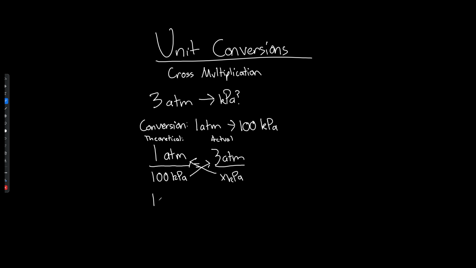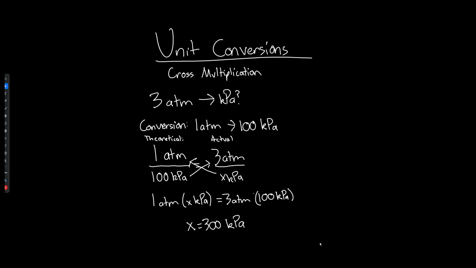So this simplifies to 1 atmosphere times x kilopascals is equal to 3 atmospheres times 100 kilopascals. Whenever you solve for x, you simply get that x is equal to 300 kilopascals. Just to show you the expanded form, we'd be dividing both sides by atmospheres, so the atmospheres cancel out and we're left with 300 kilopascals, if you wanted to see the units. But basically, that's how I recommend doing unit conversions, just a simple cross multiplication.